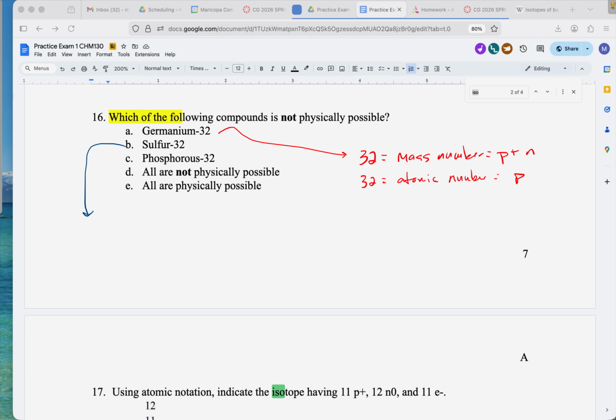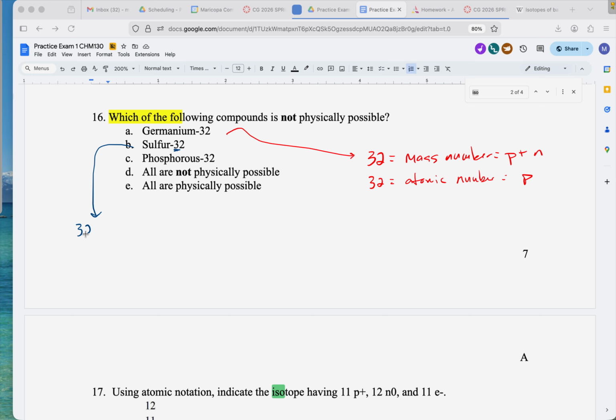It says sulfur 32. So the 32 in front here, what does it represent? Mass number. Come on, pen. I want blue. Thank you. That mass number is again our protons plus our neutrons. What does the periodic table tell us? That sulfur has 16 protons. Anything stand out to you yet?